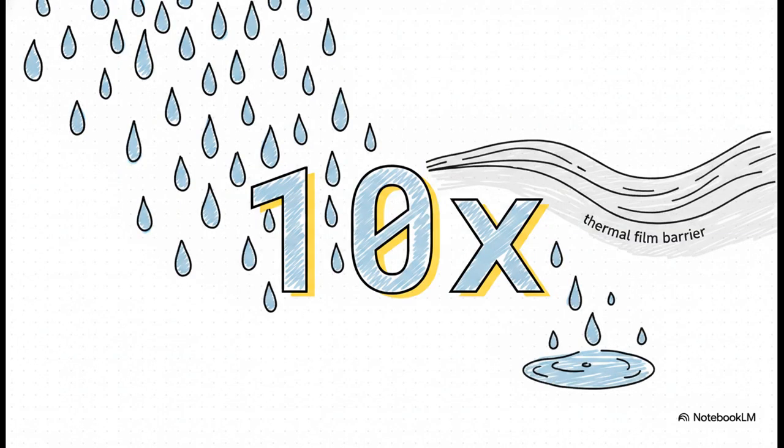Here's the kicker, and why engineers care so much about this. Dropwise condensation is highly preferred because it can actually achieve heat transfer rates up to 10 times higher than film condensation. 10 times! It's a complete game changer because you bypass that stubborn thermal film barrier. The catch, though, it's extremely difficult to maintain out in the real world because most surfaces, well, they eventually just become completely wetted over time.